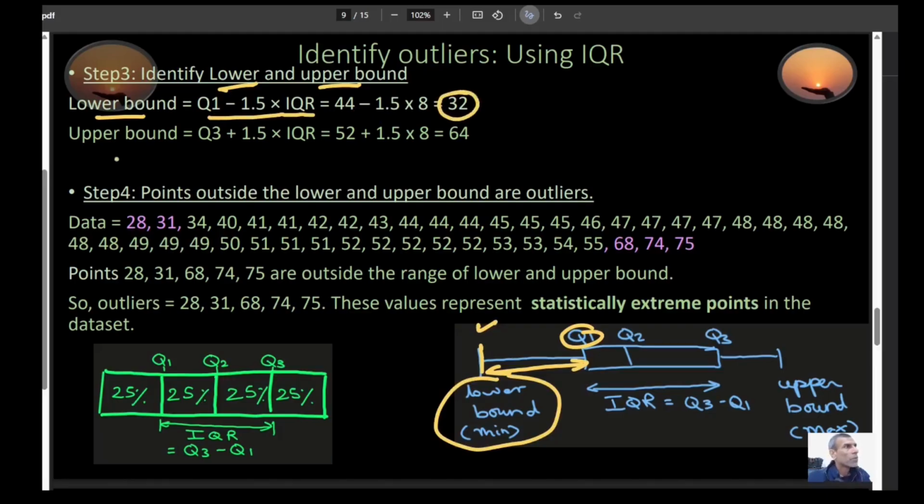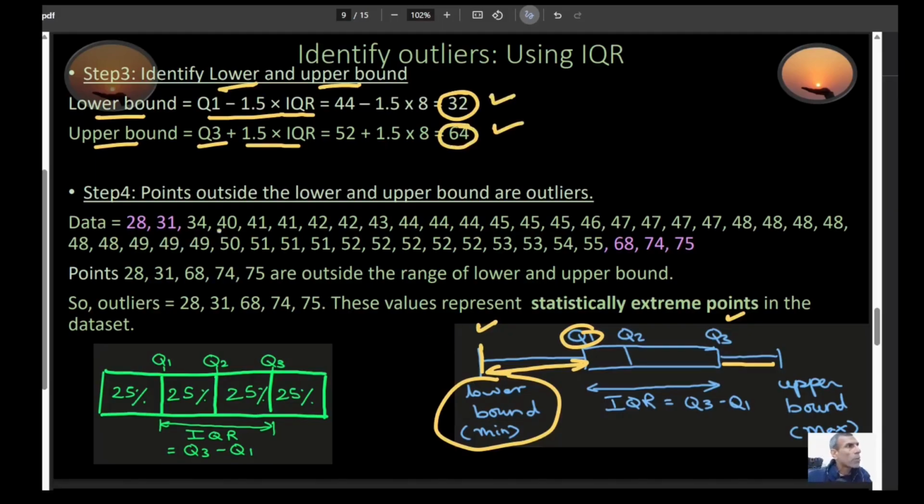to be 32. Likewise, your upper bound would be equal to Q3, that would be equal to this plus this distance. So in this case, it is 1.5 times IQR, and the answer comes out to be 64. So this is my lower bound, and this is my upper bound right here.